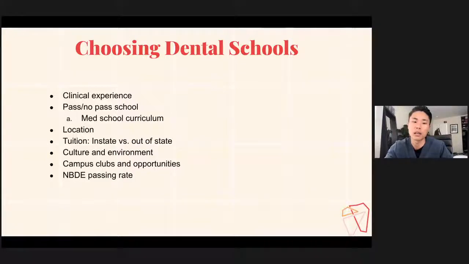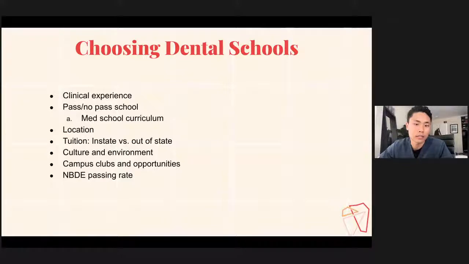And for me personally, having gone to a pass no pass school at UCSF, it's been really, really nurturing, very collaborative, and familial. So it's been really nice to just be at a school that is mainly pass no pass, where getting a 71% is literally the same as getting a 95.